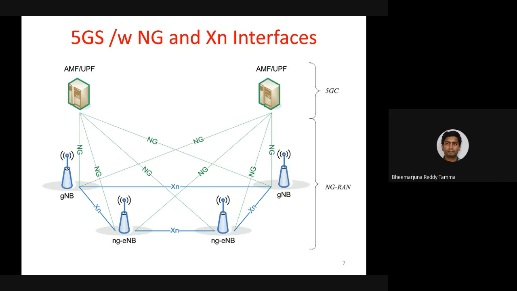Now you should be able to look at this slide one more time and see that there are multiple things here. One is that we have both 5G base stations and also enhanced 4G base stations. And we also see the interfaces, both the NG interface and the XN interface, where we use the NG interface for the connection between the base stations and the AMF and UPF, and use the XN interface to connect with other base stations. So we have seen this earlier.